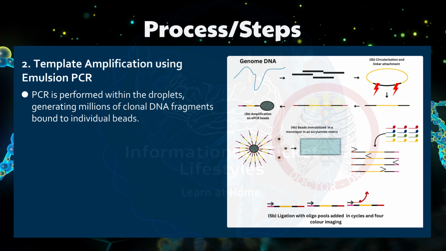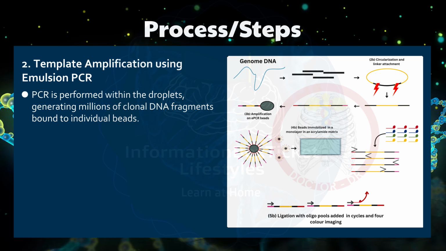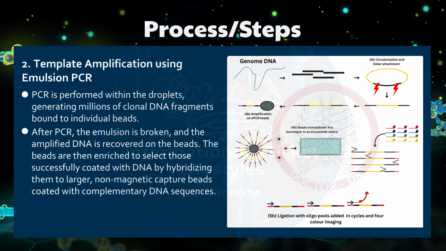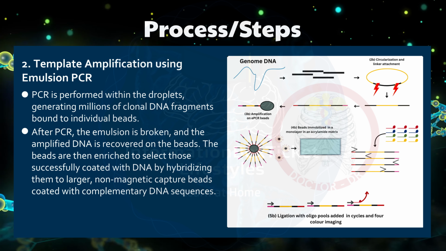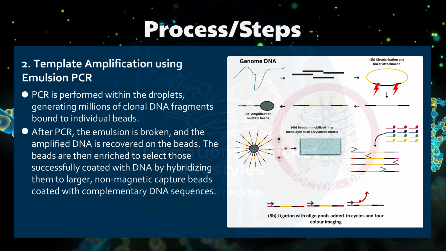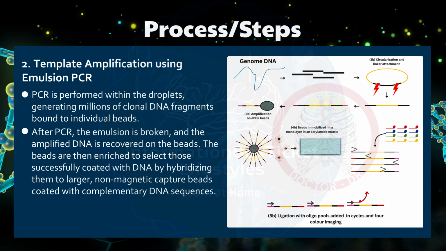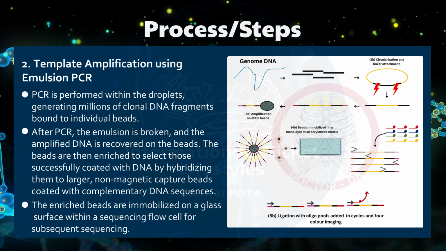PCR is performed within the droplets, generating millions of clonal DNA fragments bound to individual beads. After PCR, the emulsion is broken, and the amplified DNA is recovered on the beads. The beads are then enriched to select those successfully coated with DNA by hybridizing them to larger non-magnetic capture beads coated with complementary DNA sequences. The enriched beads are immobilized on a glass surface within a sequencing flow cell for subsequent sequencing.